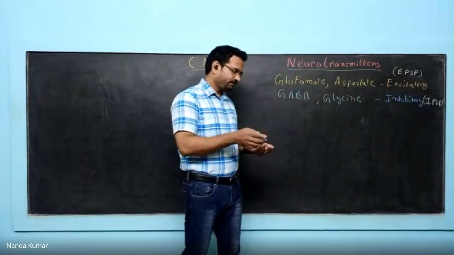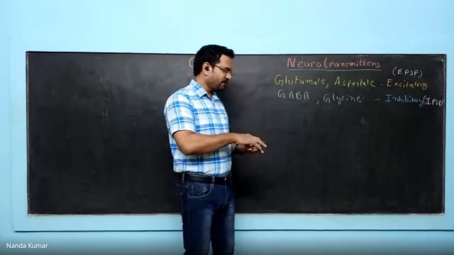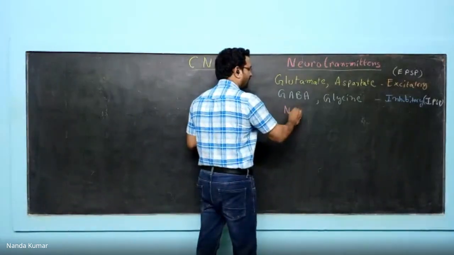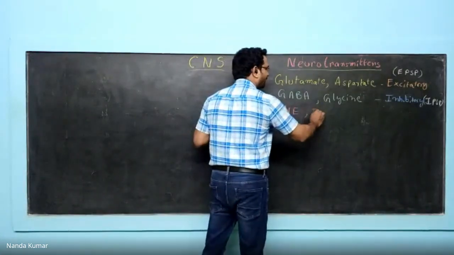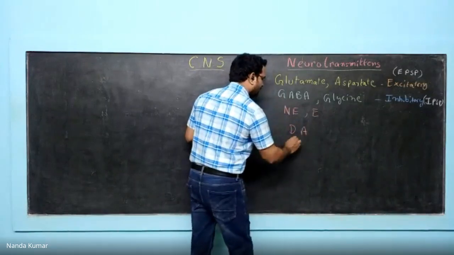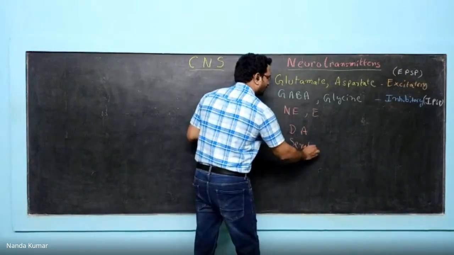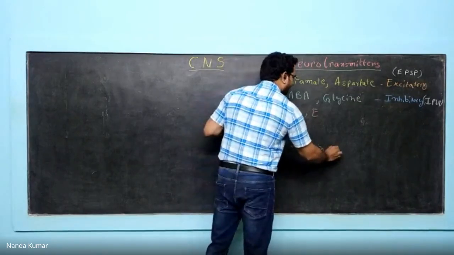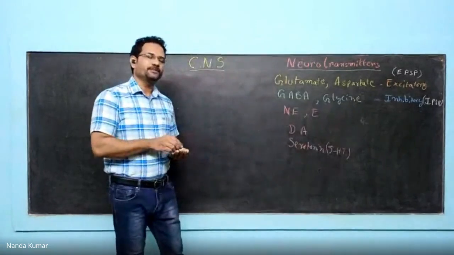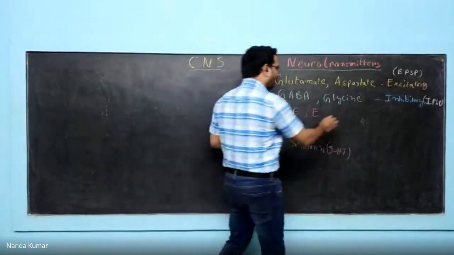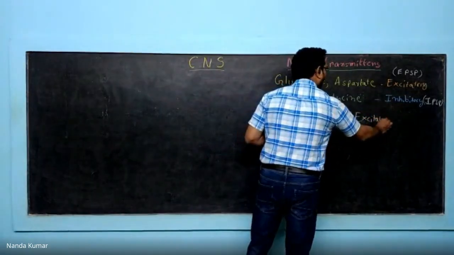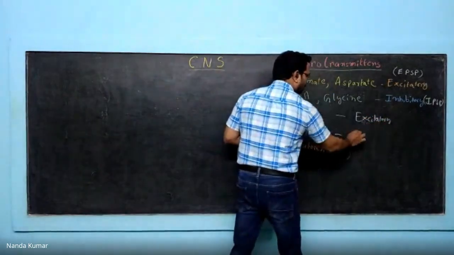Along with this, you have amine neurotransmitters also, like norepinephrine, epinephrine, dopamine, and serotonin. Serotonin is nothing but 5-HT, 5-hydroxytryptamine. So all of them are amine neurotransmitters. Now, in this, norepinephrine and epinephrine can be considered excitatory. Dopamine has got mixed actions.